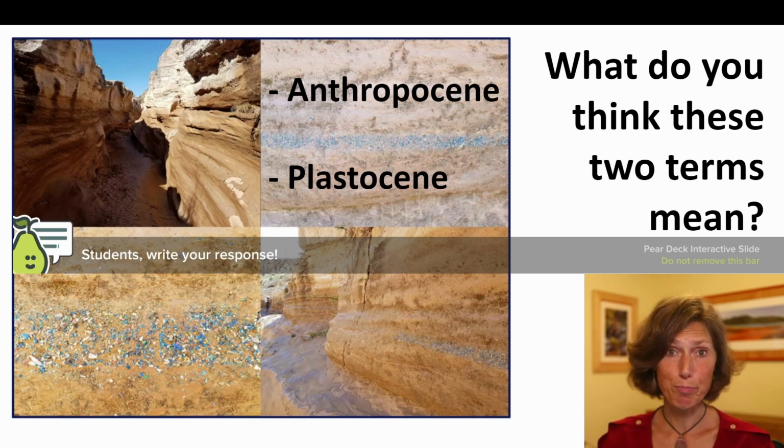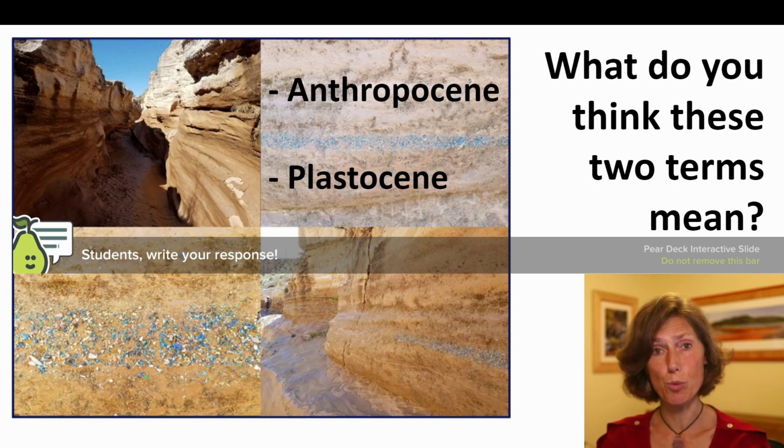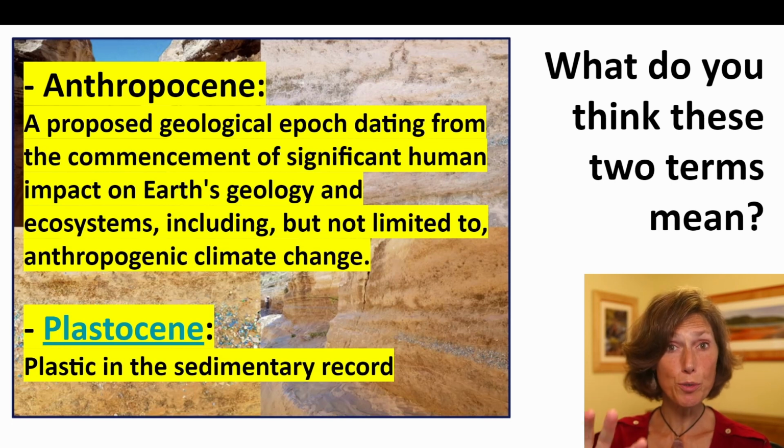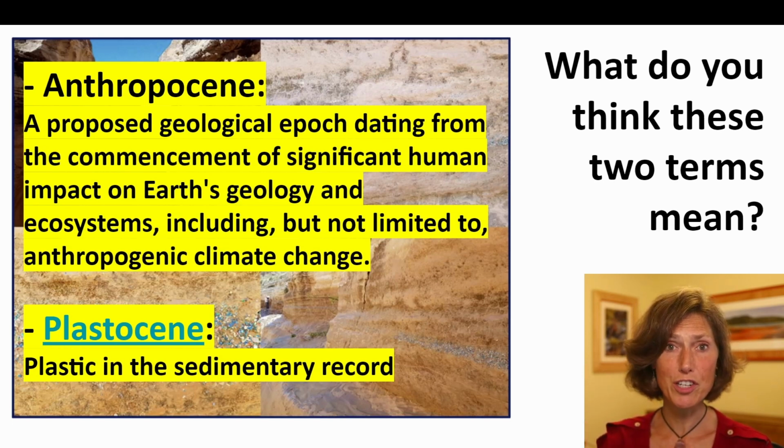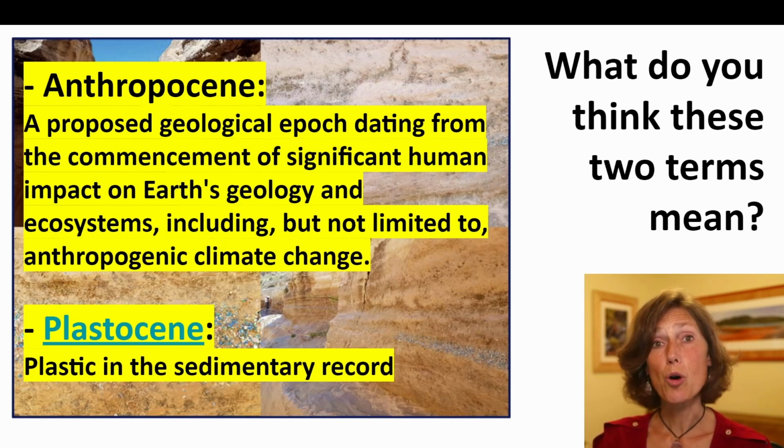The interactive Pear Deck slide enables students to write their responses. Each student slide is followed by a key slide. So the proposed definition of anthropocene and the proposed definition of this mock word Plastocene is shown right here. Clearly, humans have had an effect on our planet Earth. So besides anthropogenic climate change, we've also influenced our planet through the dumping of our plastics.